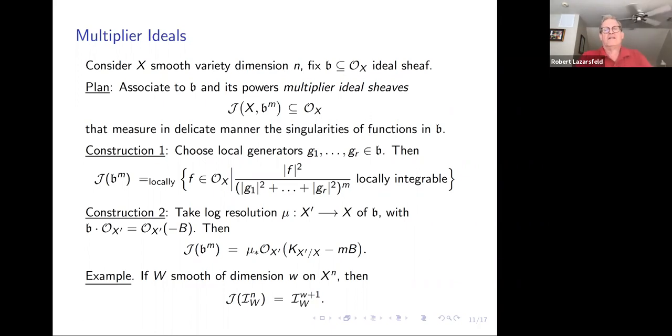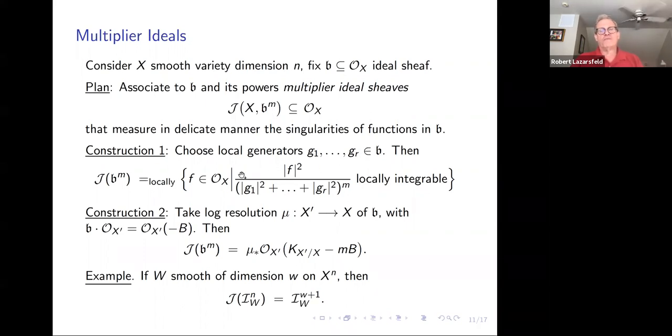There's a long story about these, but intuitively you should think of them as measuring, in a delicate manner, the singularities of functions in B. You take a general function element in B or in B to the M, that's a hypersurface, and you're measuring in some, typically higher dimensional, way the singularities of that. Okay, so let me give you two definitions. The more intuitive definition, which is not so easy for people like me in algebraic geometry to work with, is an analytic definition. Working analytically, you choose local generators for this ideal.